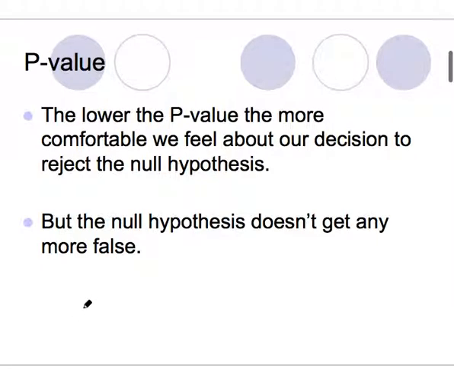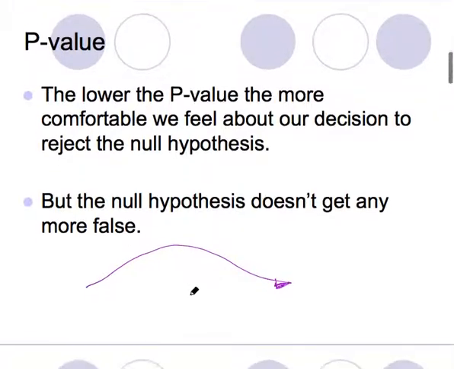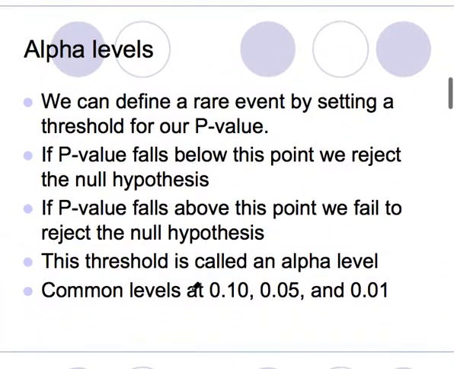Okay, the null hypothesis does not get any more false. The null hypothesis is what it is. Okay, so remember some examples in class where we looked at a p-value being all the way down here and saying it was very, very tiny. And we said that we feel pretty good about rejecting the null hypothesis. Well, here comes an actual measurement that we can compare to, alpha levels. And the symbol that we use for an alpha level is a Greek letter alpha.